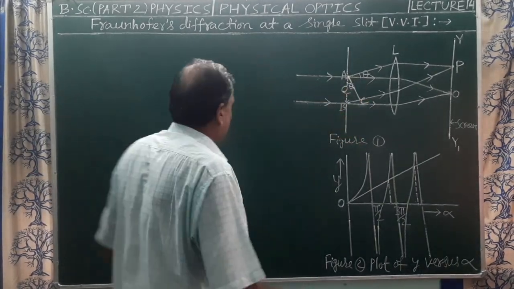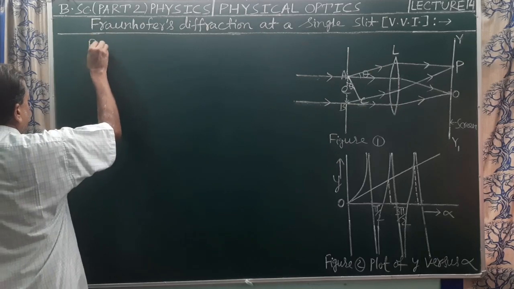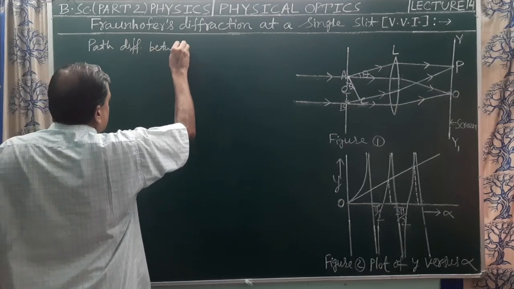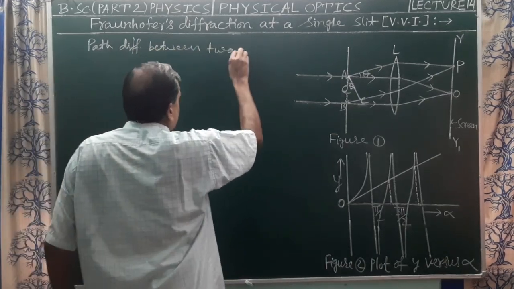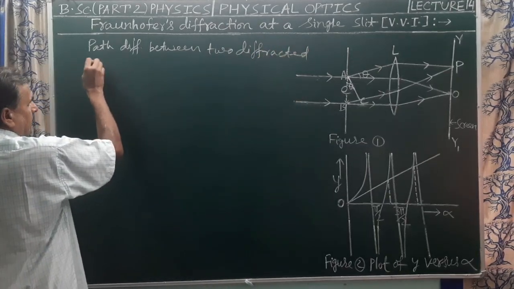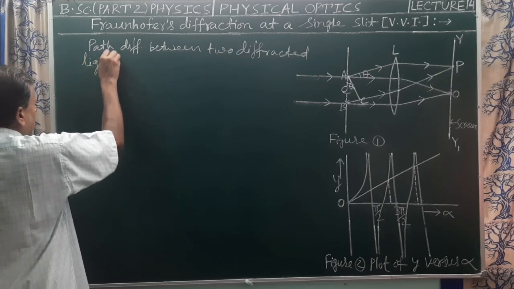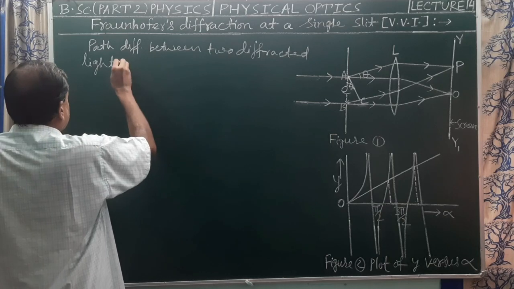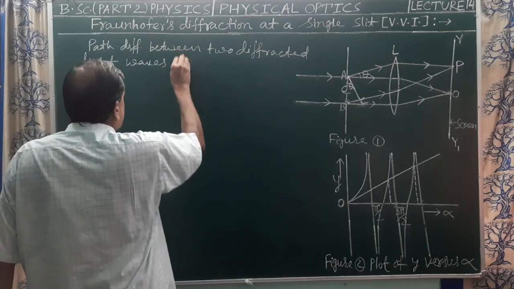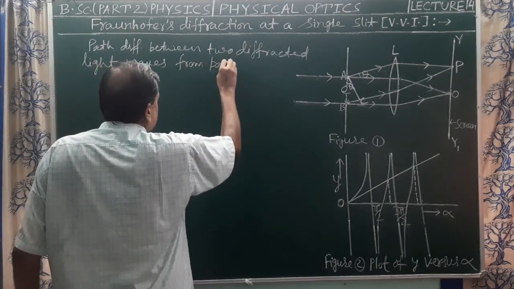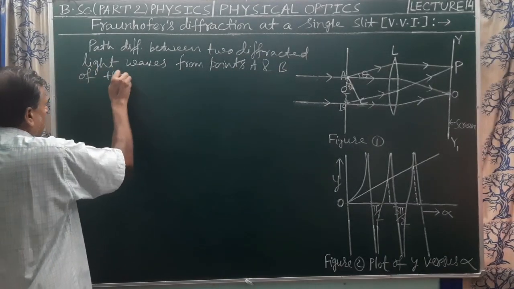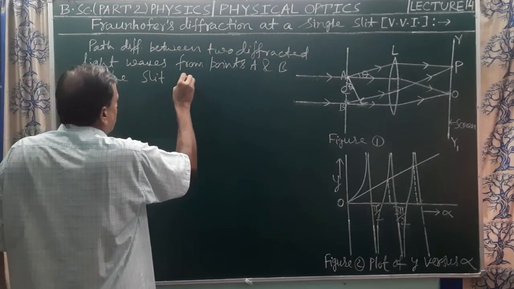So BC is the path difference between two diffracted light waves, the secondary light wavelets, from points A and B of the slit. The path difference between the two diffracted light waves from points A and B of the slit equals BC.